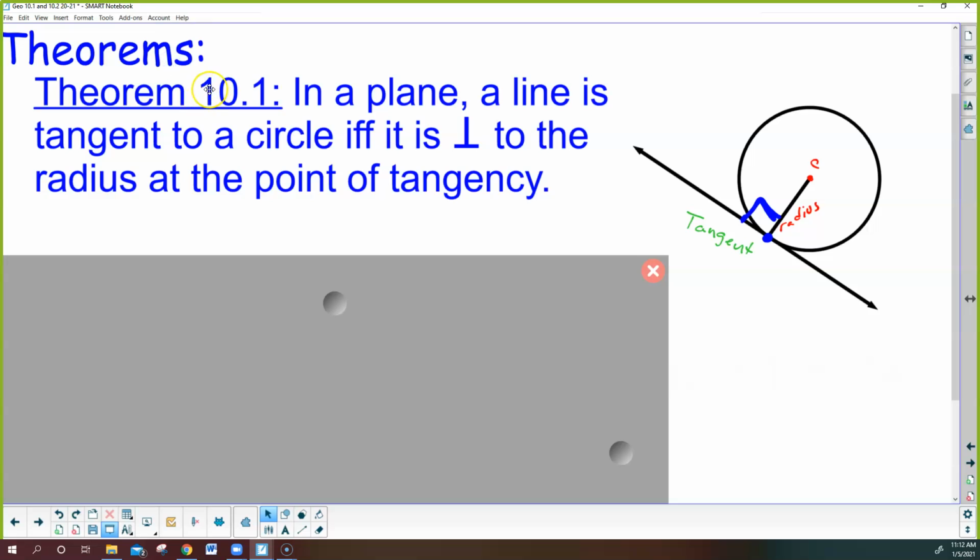Now, I'll just mention this. I don't really care that they call this theorem 10.1. I just care that you understand that when you see a radius and a tangent, they meet to form a 90-degree angle. So in a plane, a line is tangent to a circle if and only if it is perpendicular to the radius at the point of tangency. That's our conclusion: if you know it's tangent and you have a radius, that has to be a 90-degree angle. And vice versa. If it's a 90-degree angle, and you know it's a radius, then you know that this line has to be a tangent line.